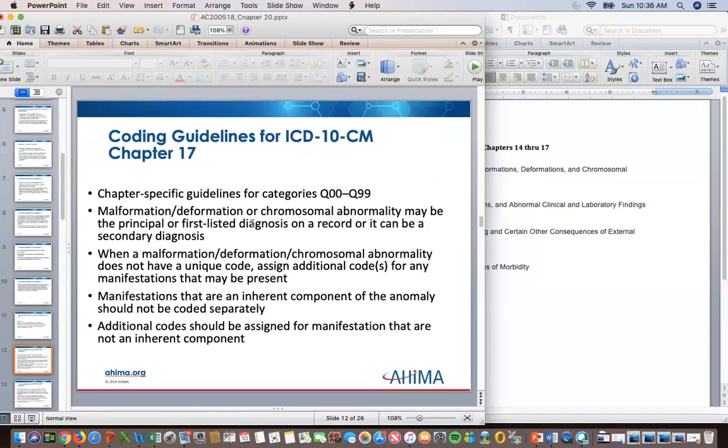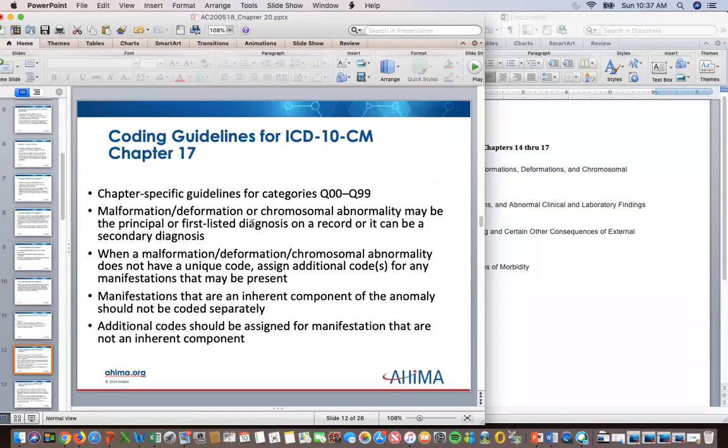When these malformations, deformities, or chromosomal abnormalities do not have a unique code, assign additional codes for any manifestations that may be present, and we've talked about that in the past. When you have a diagnosis, try to code out fully. You should be able to look just at the codes in your tabular, without any specificity, and be able to read exactly what that patient's diagnoses are. So if you've missed something, or you have identified a manifestation that doesn't totally give a description of that patient, go back to your index, read through your notes, and try to pick up as much clarifying information as you can.